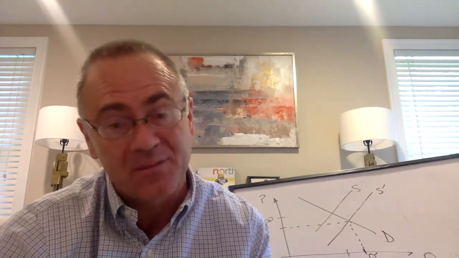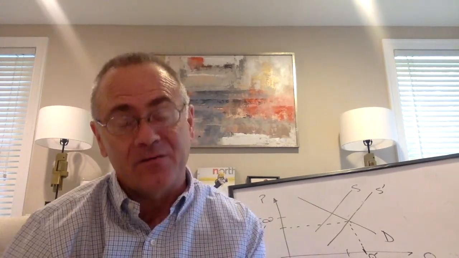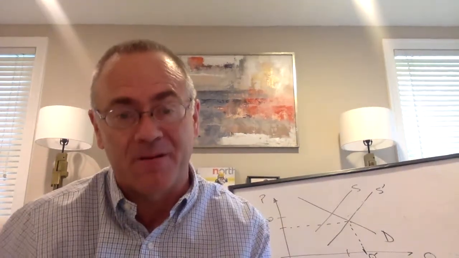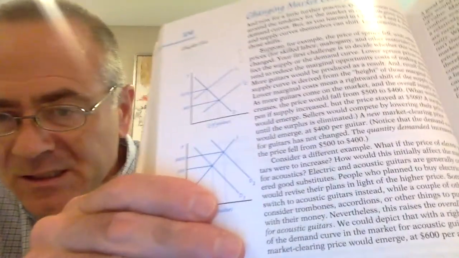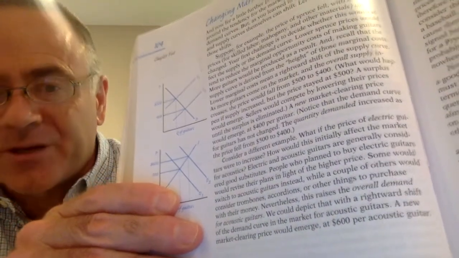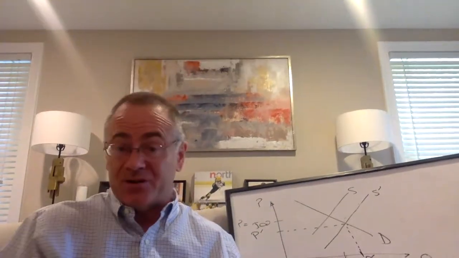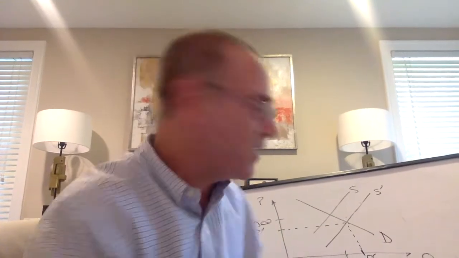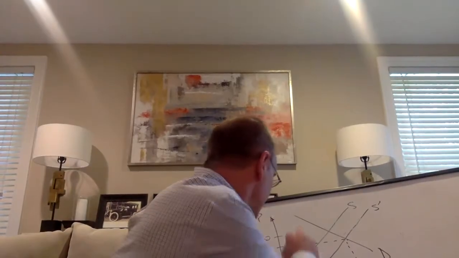Another thing that will cause the demand curve to change is if the price of a substitute or complement goes up or down. Okay, so the next paragraph says, consider a different example. What if the price of electric guitars were to increase? Okay, the key thing there is that an electric guitar is a substitute for an acoustic guitar. Okay, so when that happens, let's see.